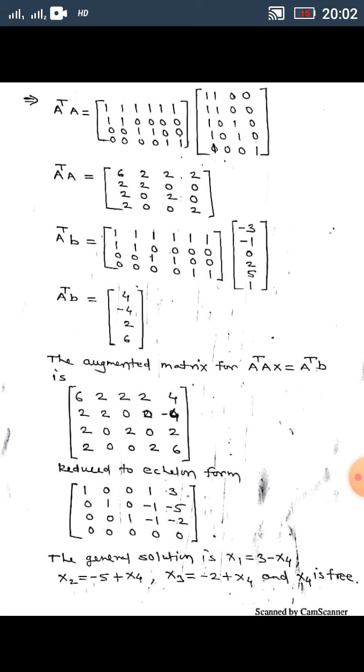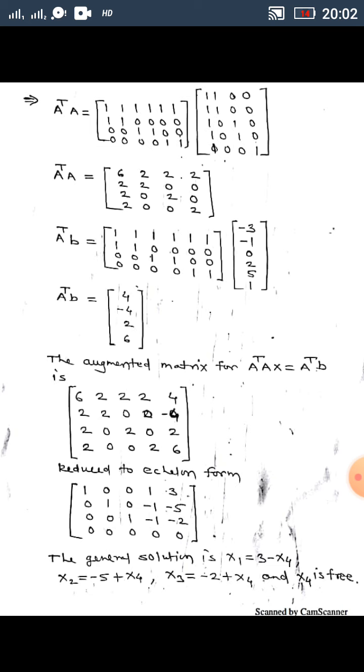Next, 0 into 0, 0 into 0, 0 into 0, 0 into 0. So all elements addition is 0. Now fourth row, all columns: 0 into 0, 0 into 1, 0 into 1, 0 into 1, 0 into 1, 1 into 1, 1 into 1. So 1 plus 1, 2, will be the fourth row first element. Fourth row second element, now multiplication: 0 into 1, 0 into 1, 0 into 0, 0 into 0, 1 into 0, 1 into 0. So all addition is 0.